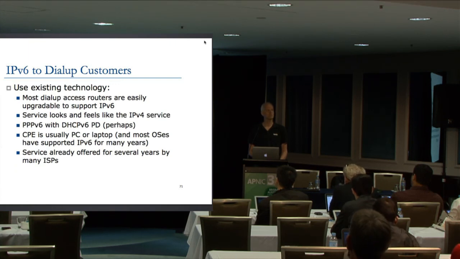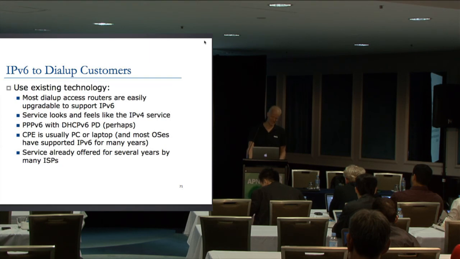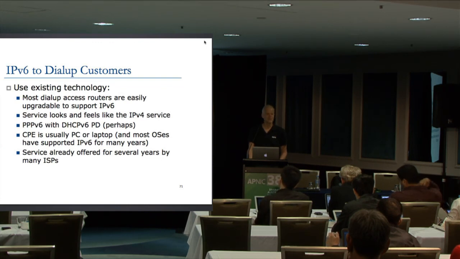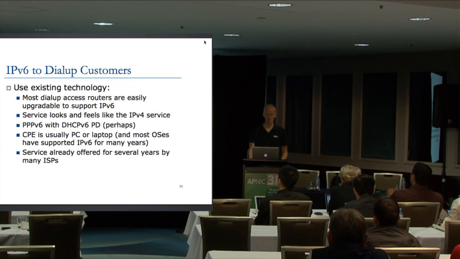I had dial-up at home when I was in the UK in 1995 or 96, whenever we did v6 there. It just works, PPPv6, as we've seen before. I threw DHCPv6 PD in there because I was trying to be funny. I don't think that's a realistic thing, but anyway, it's possible. CPE, usually PC or laptop, because most OSs have supported v6 for many, many years, and dial-up service has been around for, well.